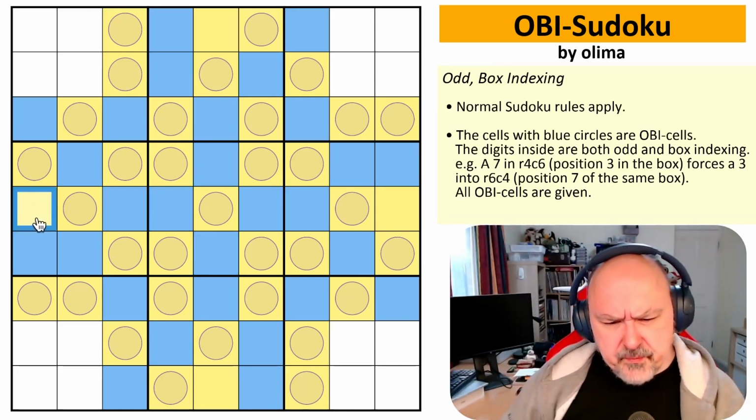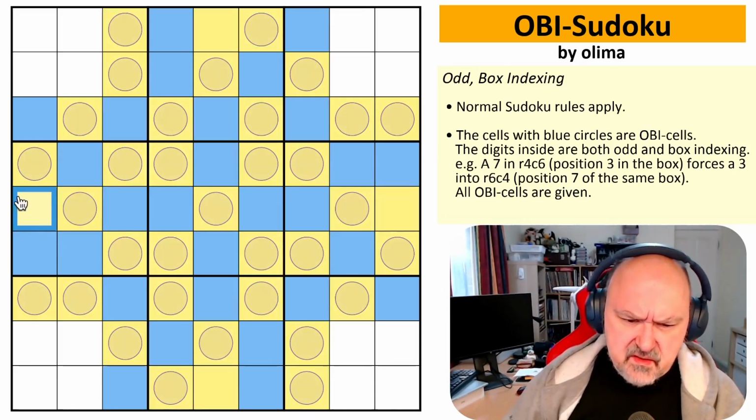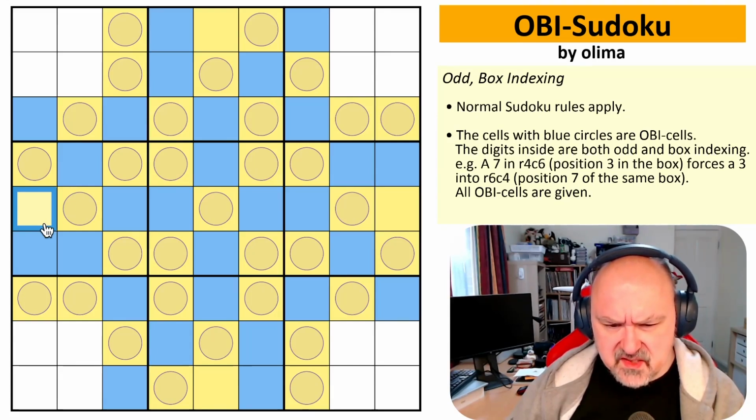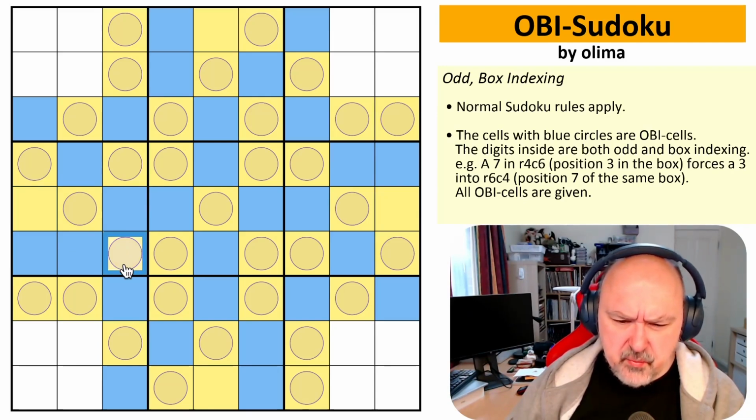So this is a 5, but it's not box indexing. So this... Sorry, position 4, it's odd and it's not box indexing. Now I couldn't put 4 in any of those anyway. So if I was to put, say, a 9 in there, it wouldn't matter. So what can I put in here?